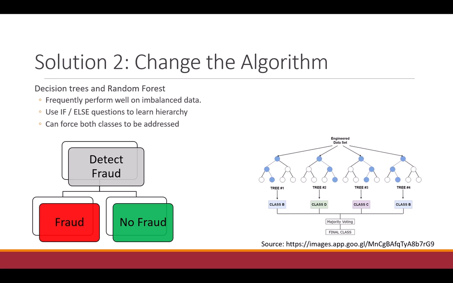In this case, you'll notice on the left side, we have a very simple representation of a decision tree. And on the right side, we have a simple representation of a random forest. The idea is that each of these nodes will help us look at different classifiers in the data to make it worth our while. So algorithm change might be one way in which to address issues of imbalanced data.